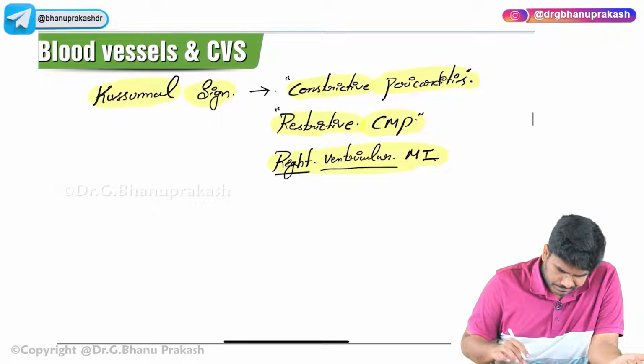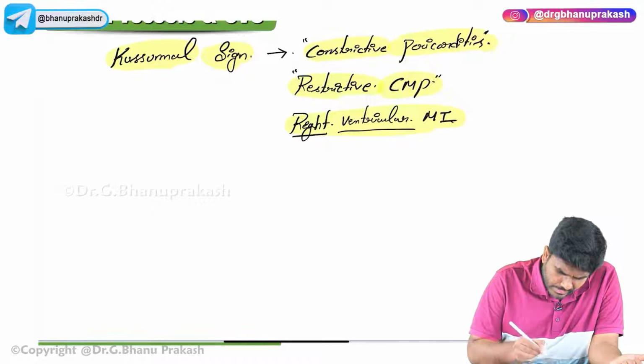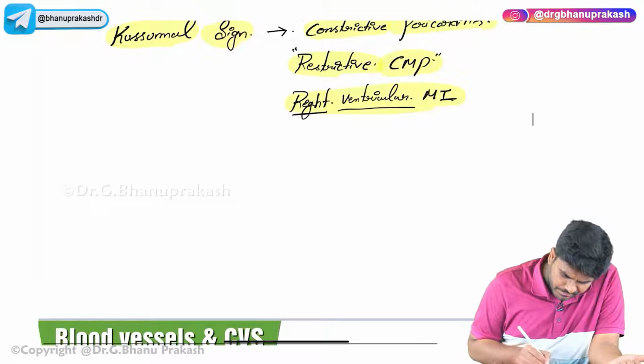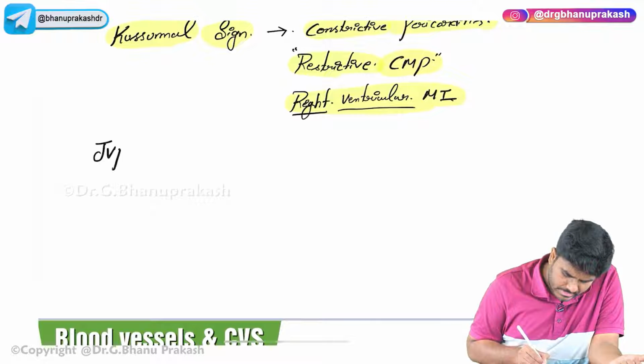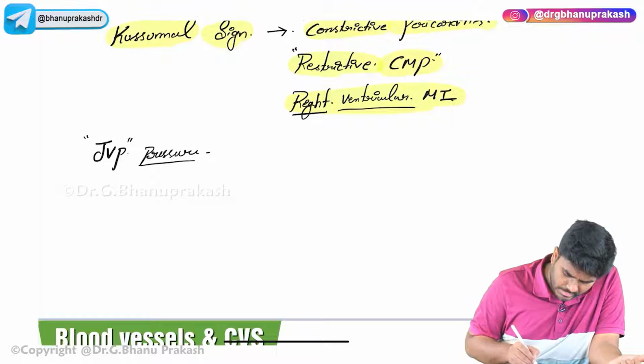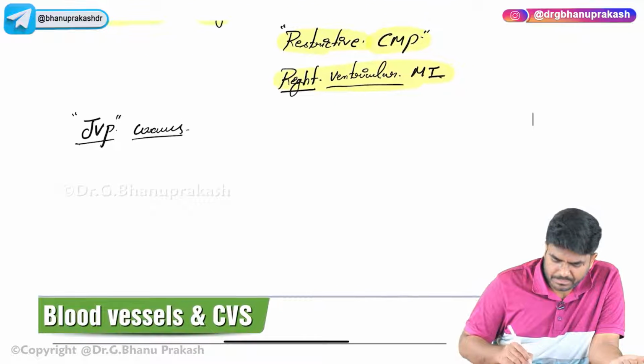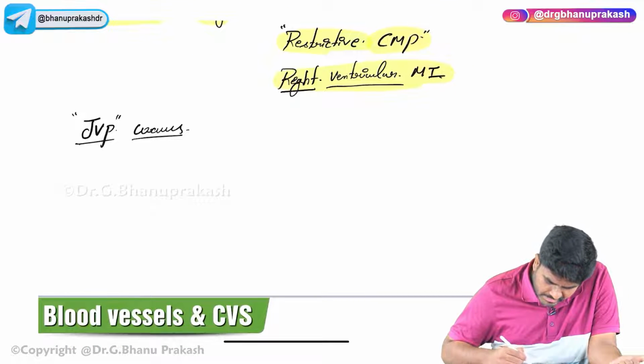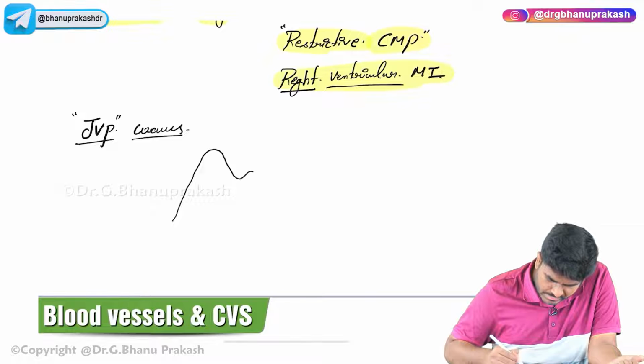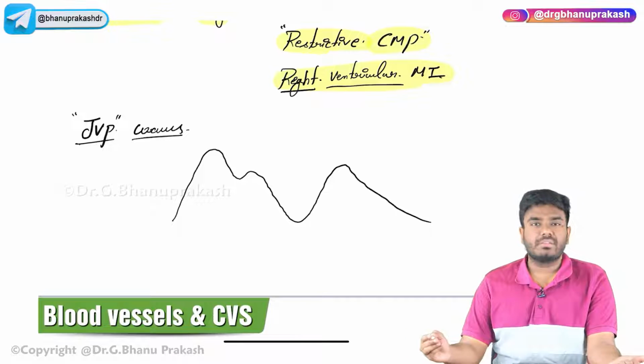Now, if I am talking about the JVP, jugular venous pressure tracings, JVP waves. Normally, what do we have? We have waves something like this: A wave, C wave, X wave, V wave, and Y wave. So these are the waves, right?